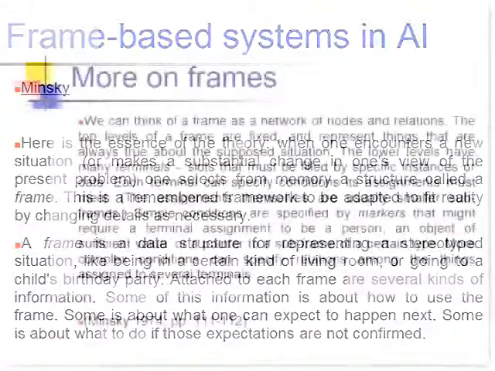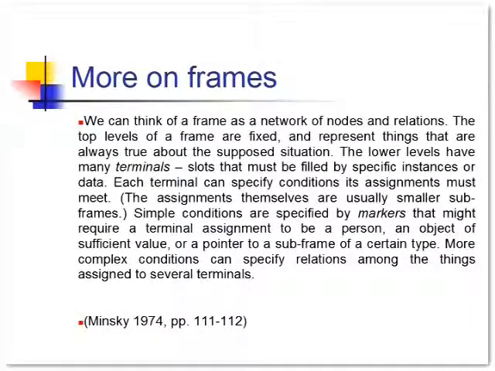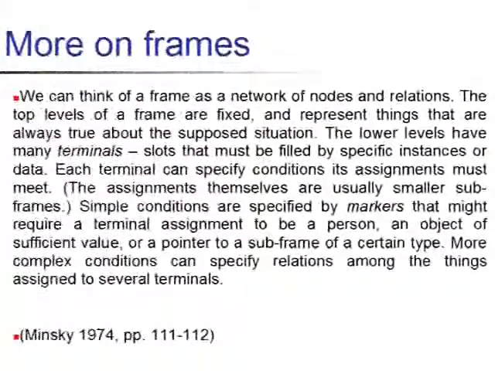So he continues, we can think of a frame as a network of nodes and relations. The top levels of a frame are fixed and represent things that are always true about the supposed situation. Whenever there's a child's birthday party, there's certainly a birthday. But it depends, it could be the second birthday, it could be the third, it could be the 14th, who knows.